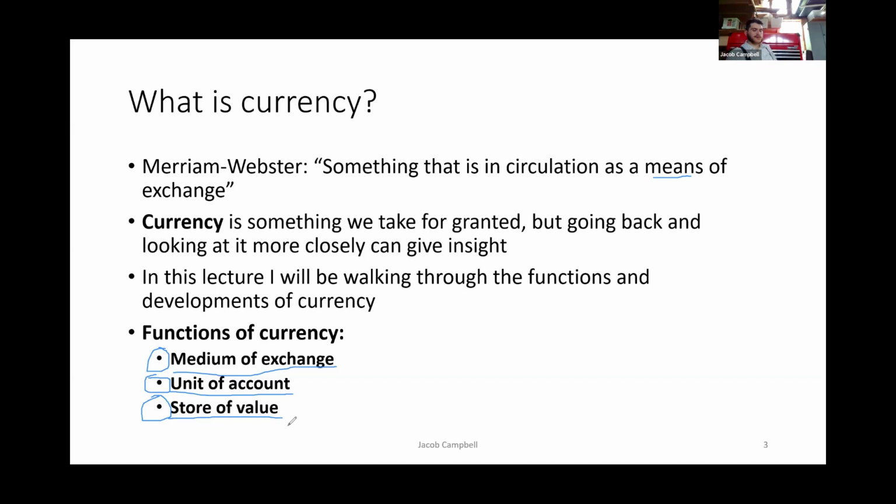Not only does it facilitate trade in the here and now, but it also acts as a way that people can defer consumption. It acts as a way to trade over time by giving people a means to save wealth, even if they can't save it in the form of physical goods.